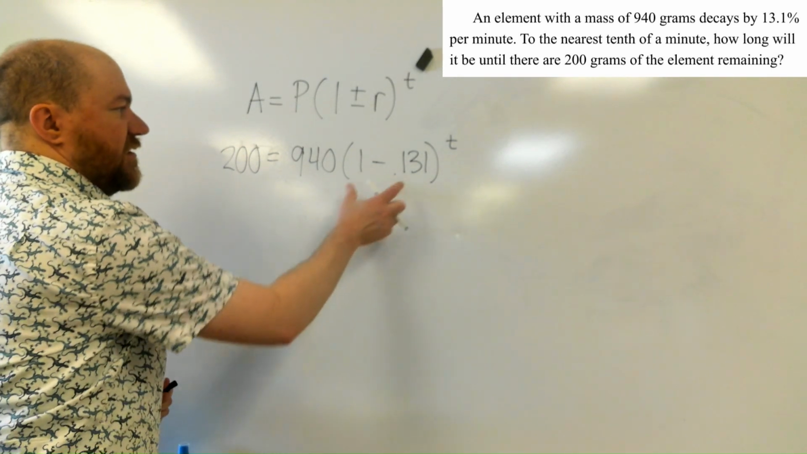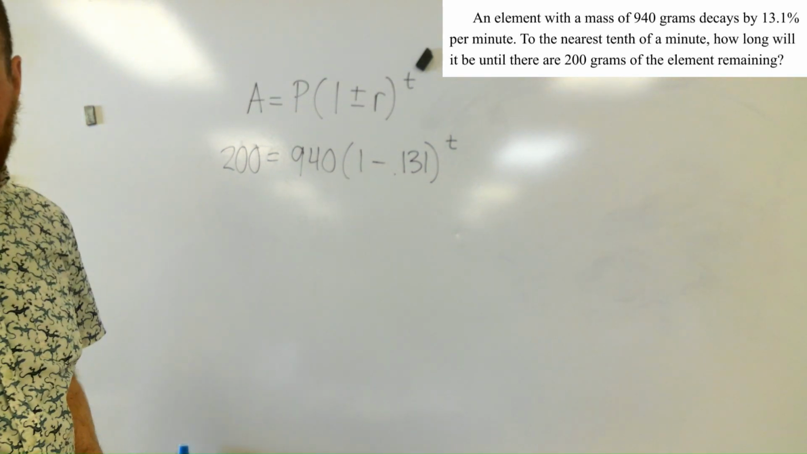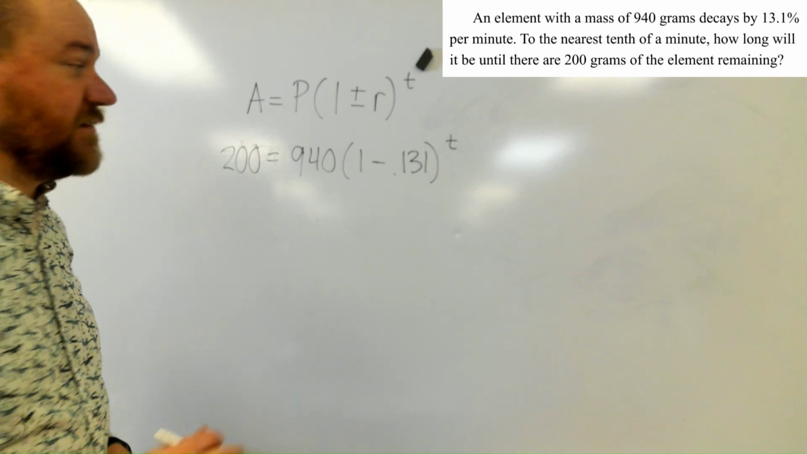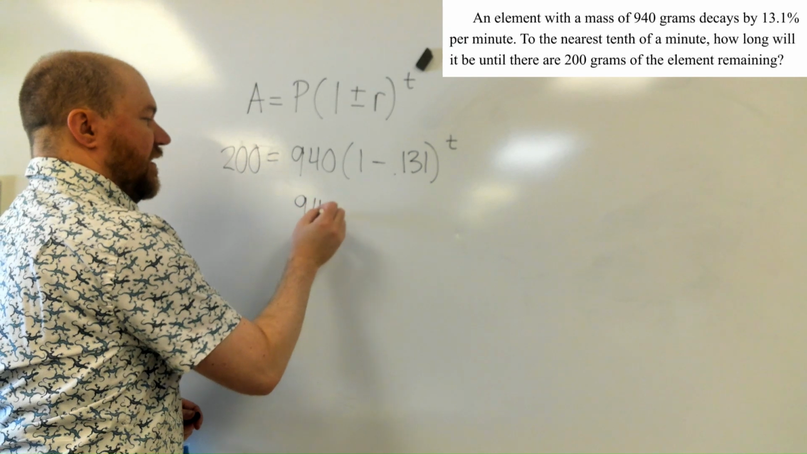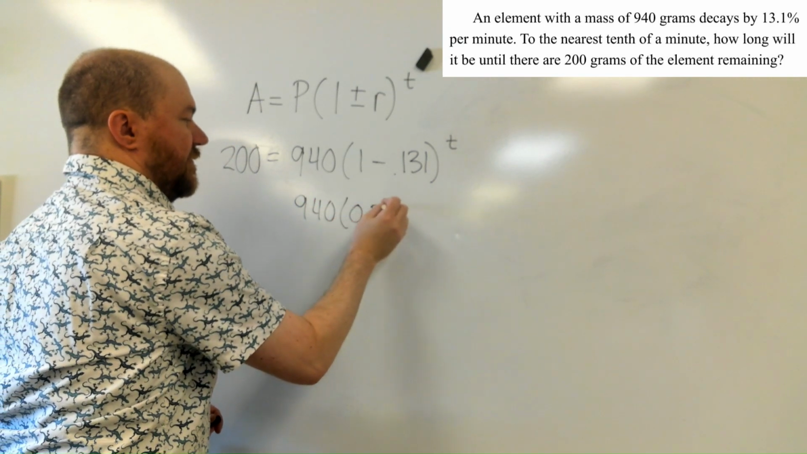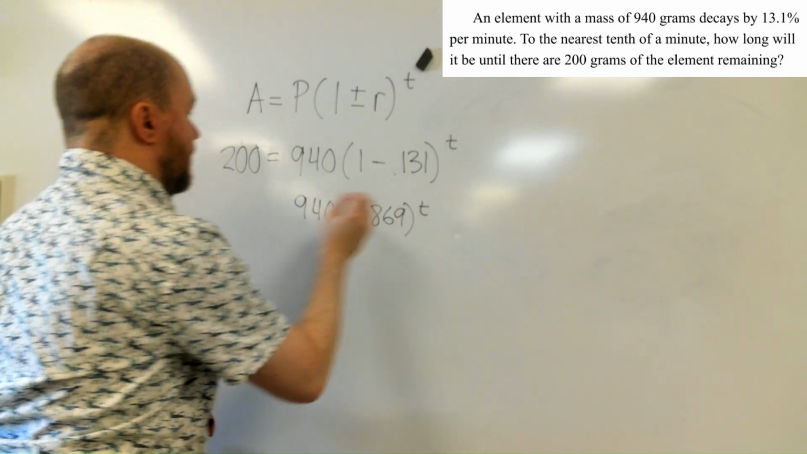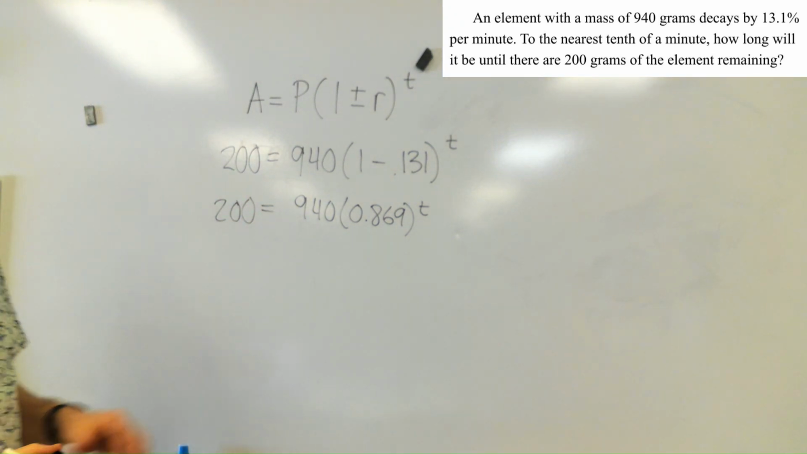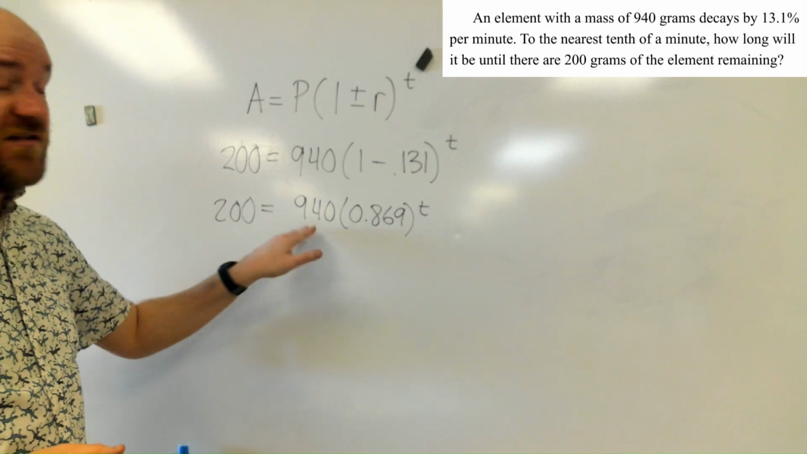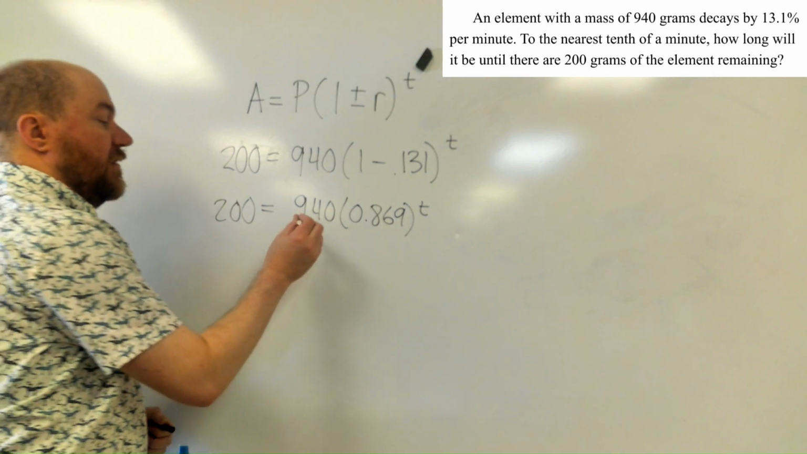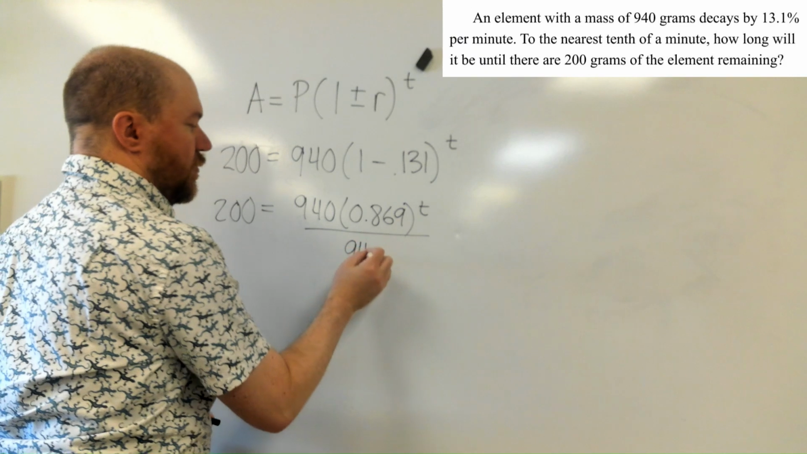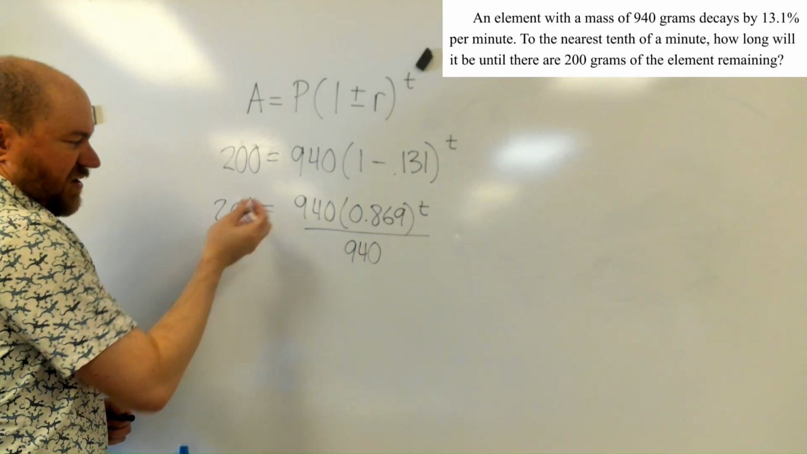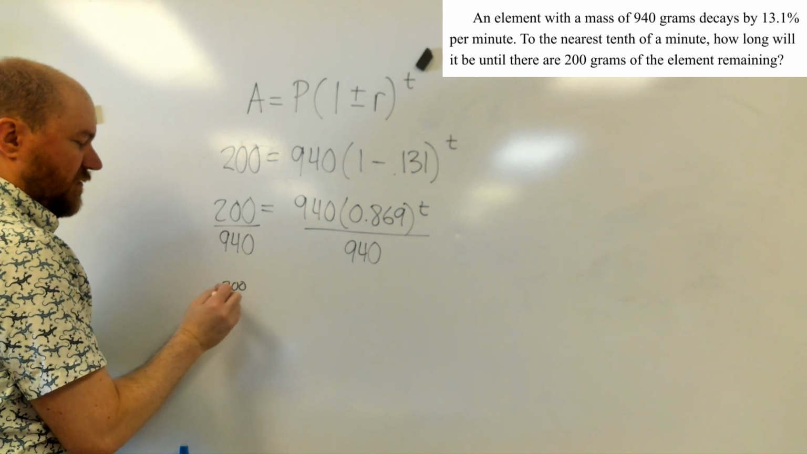So first thing, let's do 1 minus 0.131. Let's get 0.869. And then I can't do log form until it's just a base and an exponent. So this 940 needs to go away. So let's divide both sides by 940. And I'm just going to leave that as a fraction, 200 over 940.